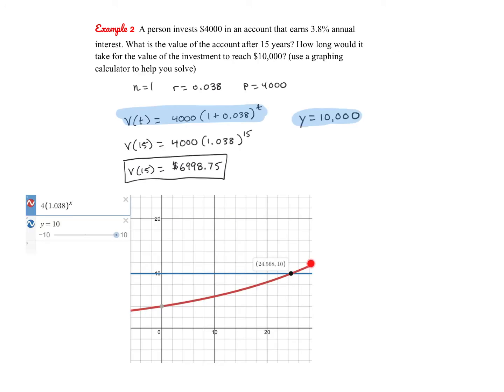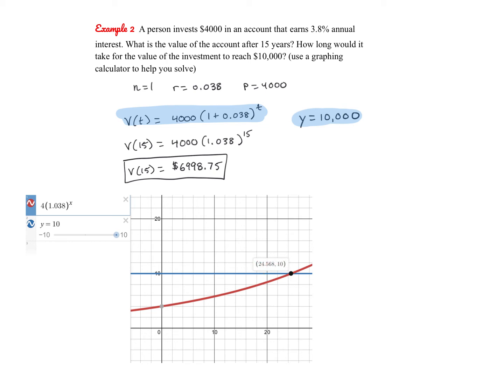Okay, so you can see here I plugged these two into Desmos. And one thing to note, just to make it a little bit easier in terms of the scale of our graph, I set my y-axis so I considered the money in terms of thousands. So notice instead of typing in 4,000, I typed in 4, and instead of typing in 10,000, I just typed in 10. So the y-axis is in thousands. So you can see here is my point of intersection, so it's at 24.56810.